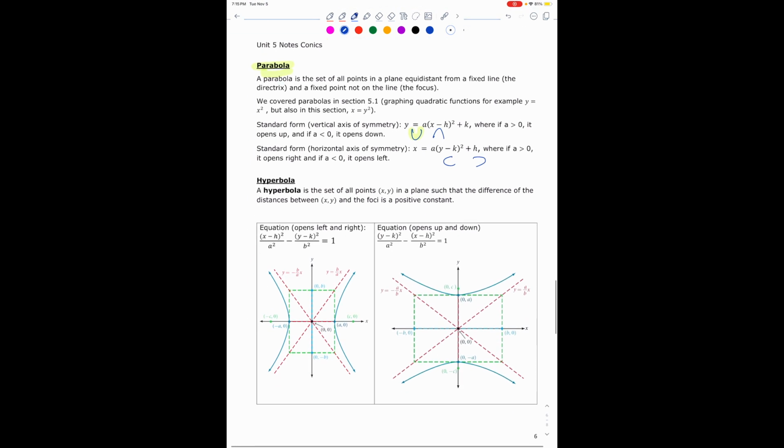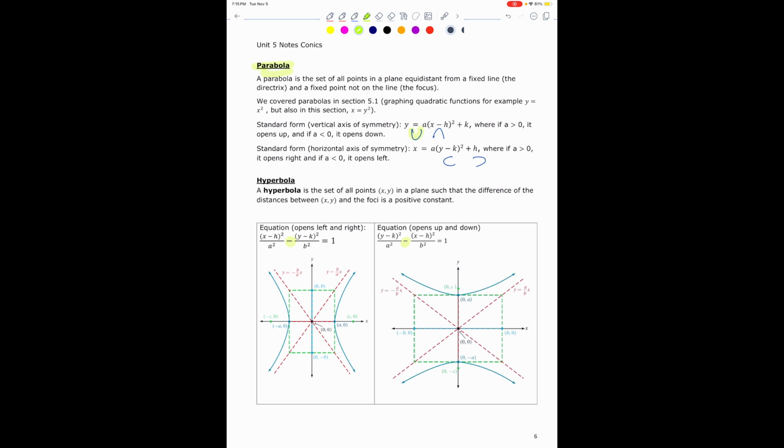The last shape of conics is the hyperbola. A hyperbola is a set of all points x and y in a plane such that the difference of the distances between x and y and the foci is a positive constant. You notice the equation is very similar to the ellipse, except that the sign here is negative instead of positive.